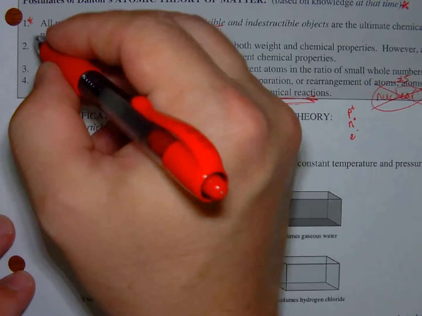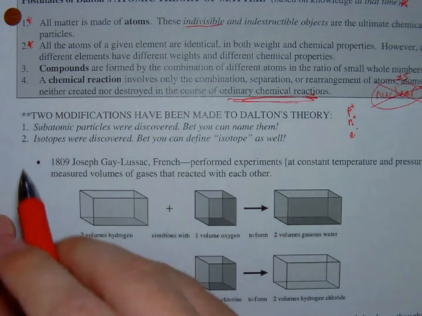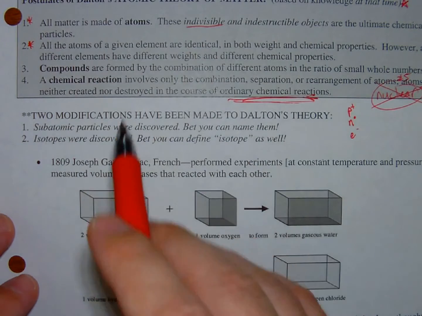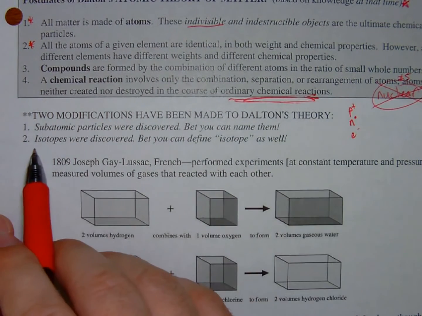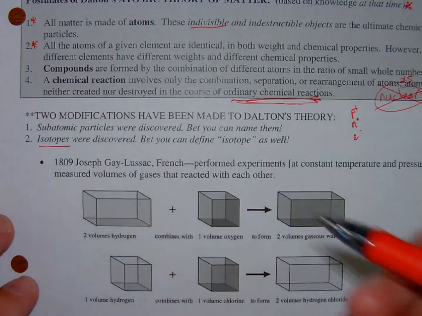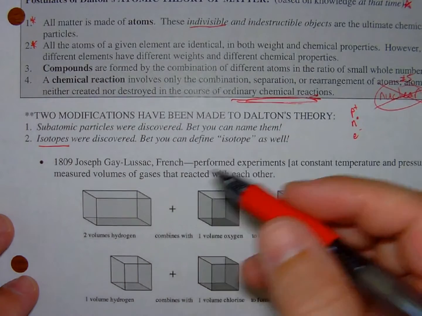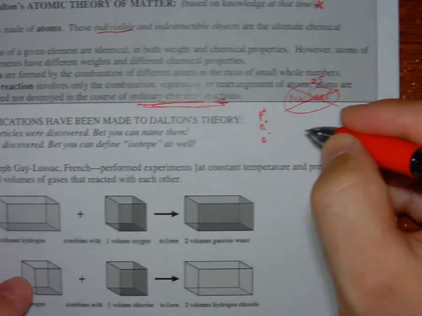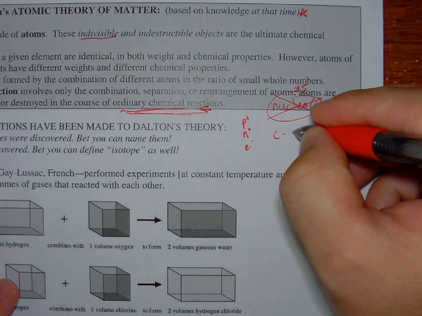That's actually a really, really big deal. So we can't call that an ordinary chemical reaction. But number 2, we'll have to put an asterisk on number 2 because it says that all the atoms of a given element are identical in both weight and chemical properties. But later on, isotopes were discovered, right? Isotopes were discovered.